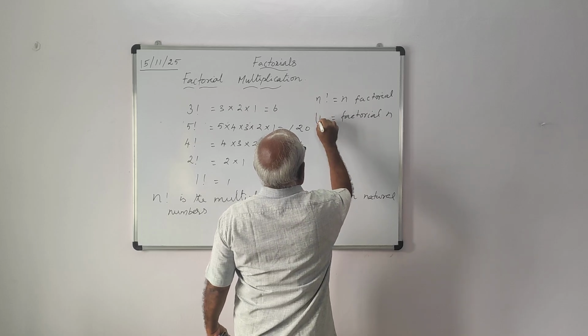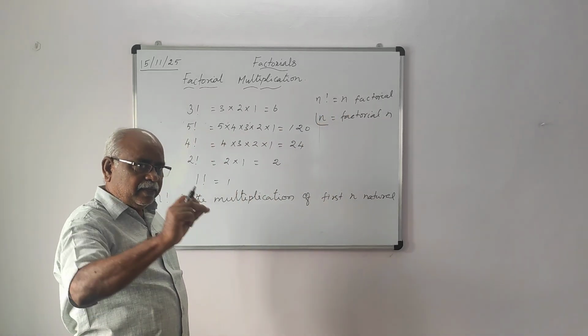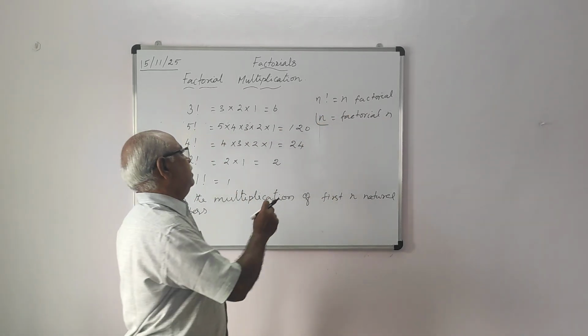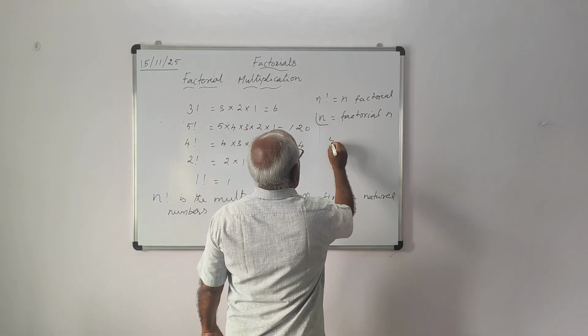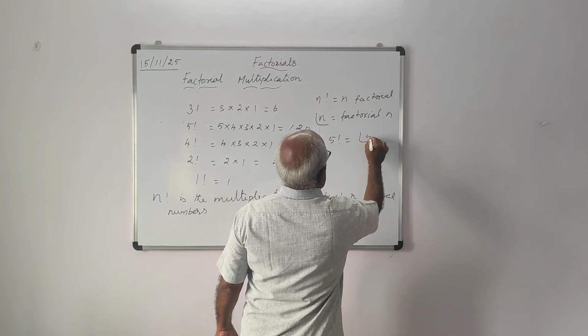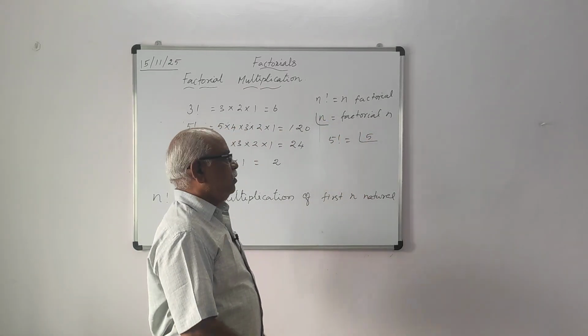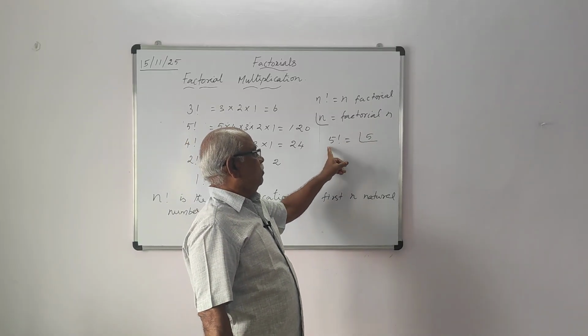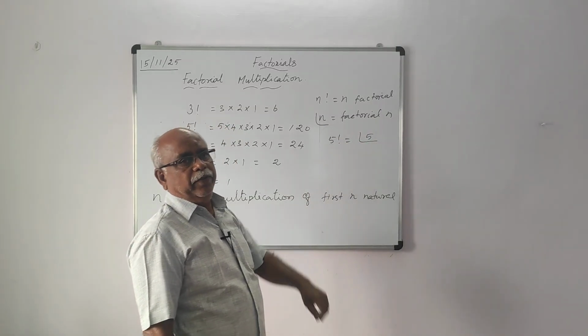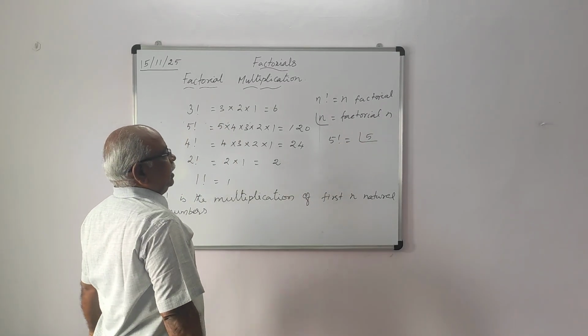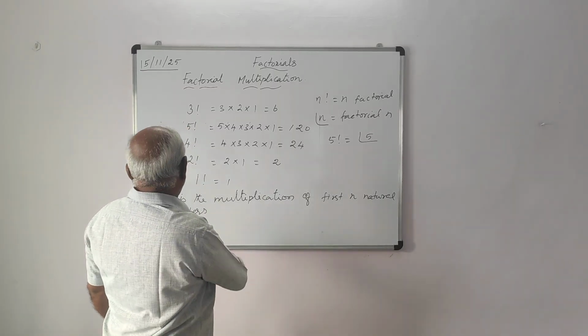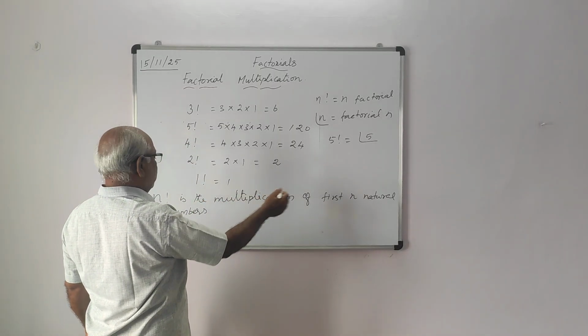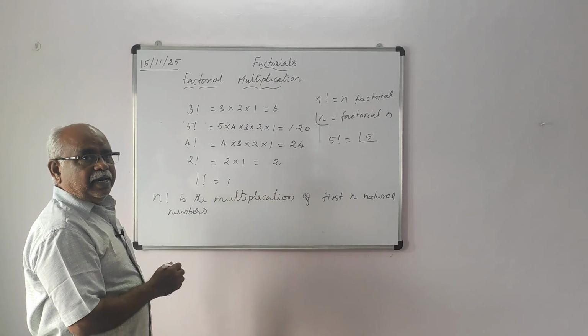See, it is also denoted by a symbol. N factorial, 5 factorial is also denoted by factorial 5. This is 5 factorial or this is factorial 5. See, notations are like that only, and n factorial is the multiplication of the first n natural numbers. N is a natural number.